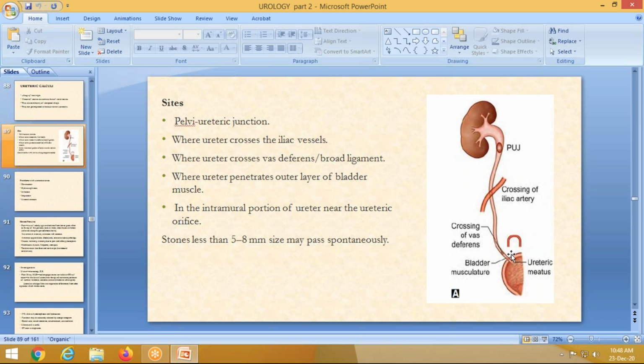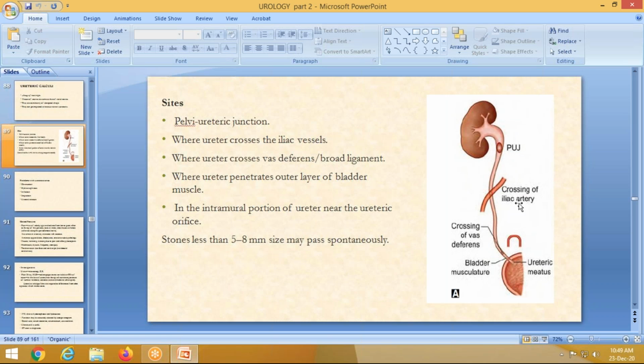Next, once it enters into the bladder itself, the intramural part. Intramural part means near to the trigone, where it opens, there is also a narrowing part of the ureter. So there is a place where it is impacted. So normally the ureteric stones of 5 to 8 millimeters in size may pass from the kidney to ureter and the bladder, and flush out through the urethra. But if it is more than 8 millimeters, it may obstruct in any of these narrowing parts.